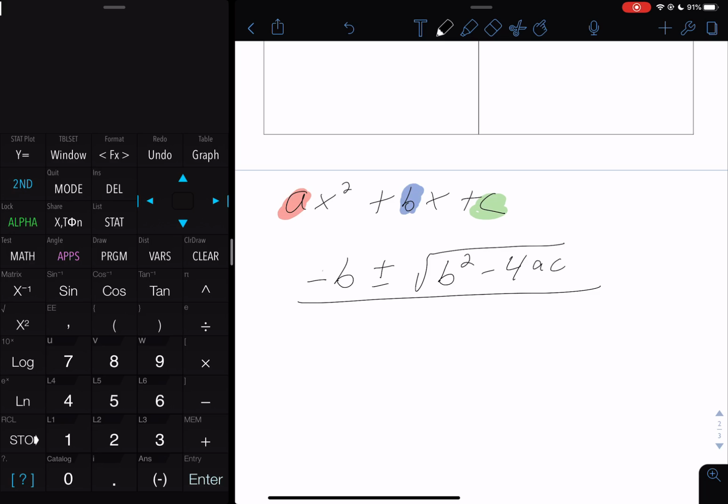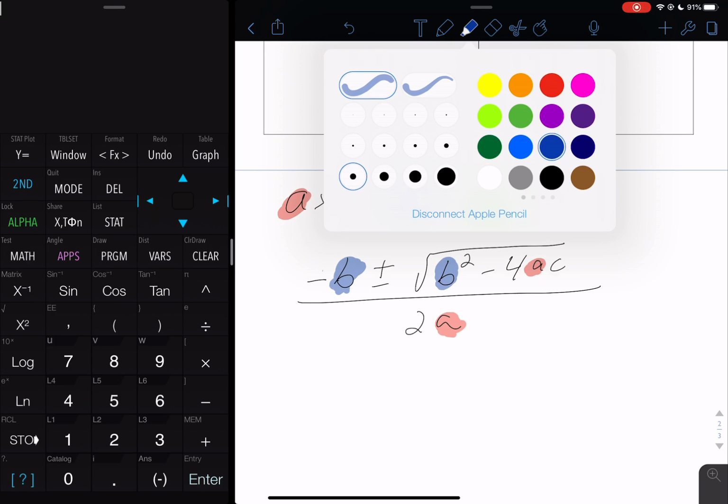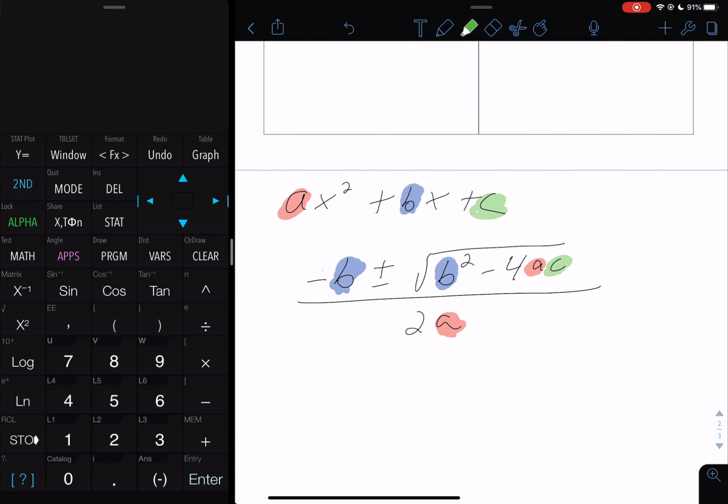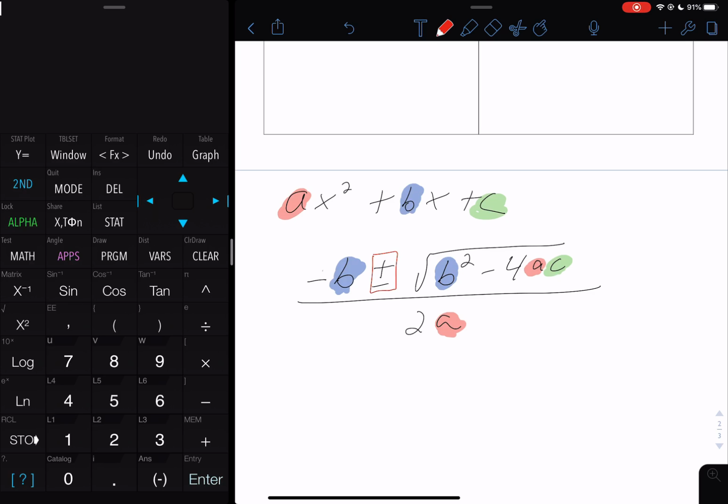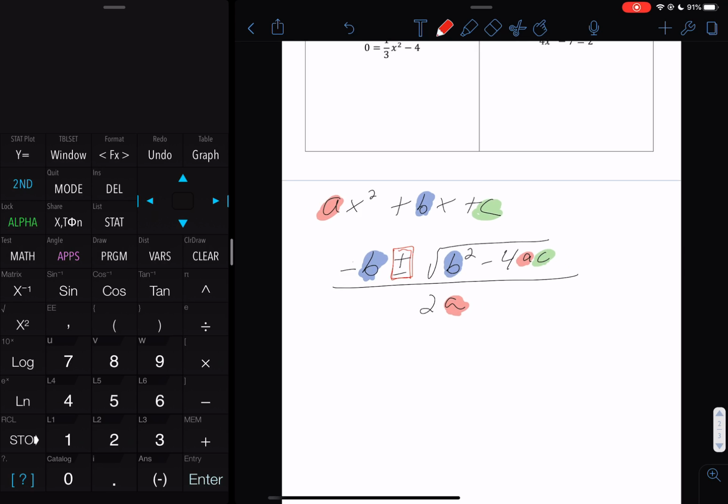When you use the quadratic formula, negative b plus minus the square root of b squared minus 4ac and everything over 2a, what you're doing is plugging in your a, your b, and your c from your standard form. And then you will use your calculator to solve this equation, okay? Now, one more important thing is the plus minus means that there are going to be two different solutions, the positive and the negative version of the quadratic. Let's do some problems.